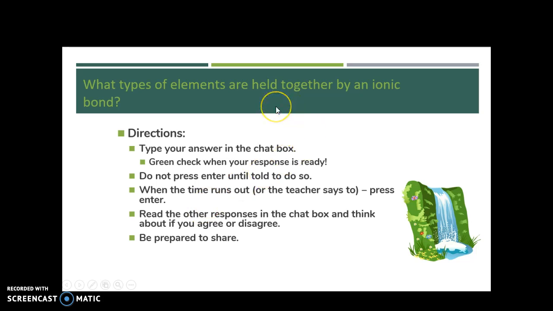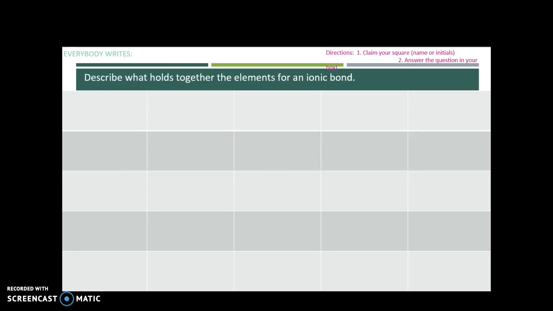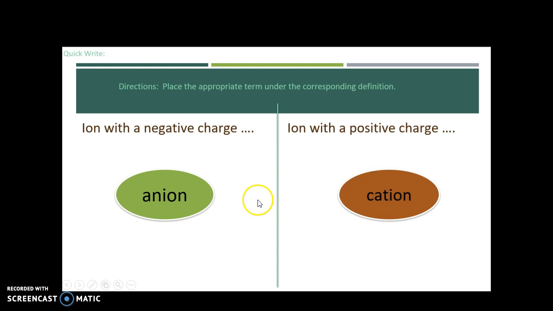All right, so what types of elements are held together by ionic bonds? Metals and nonmetals. And then, what do we know about them? What holds these ideas together? They're opposite charges, and opposite charges attract. So we have ions, which have a plus or a minus to them. They have a charge on them, so they will attract each other. And you can see what they're named, anions and cations.